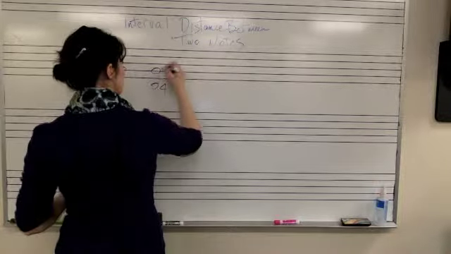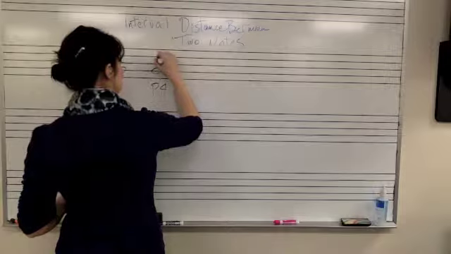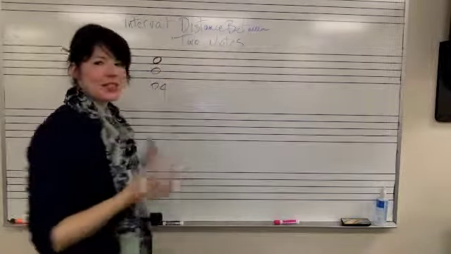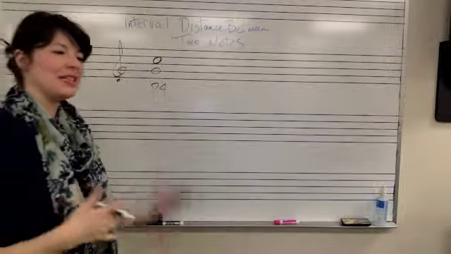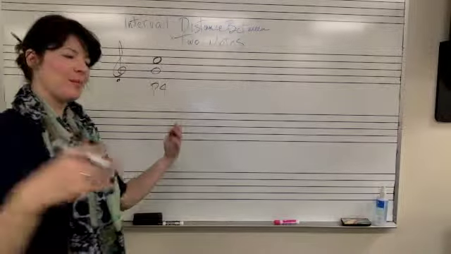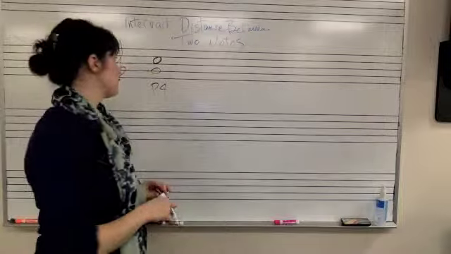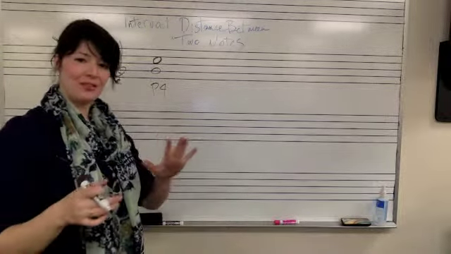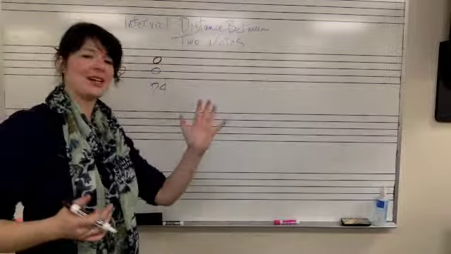So we've got G, A, B, C, 1, 2, 3, 4. So it's got to be a C of some kind. Now whether it's C natural, C flat, C sharp, that's the part we have to figure out with half steps. So how many half steps does a perfect fourth have? 5. If you don't remember that, just look it up.